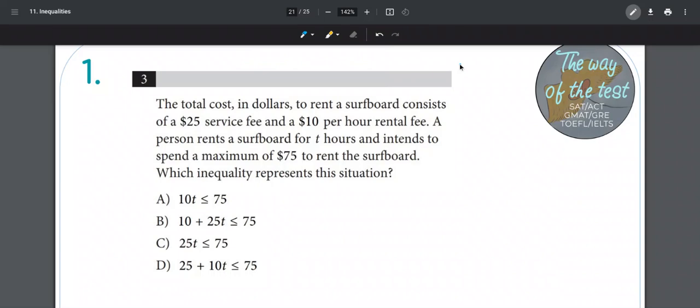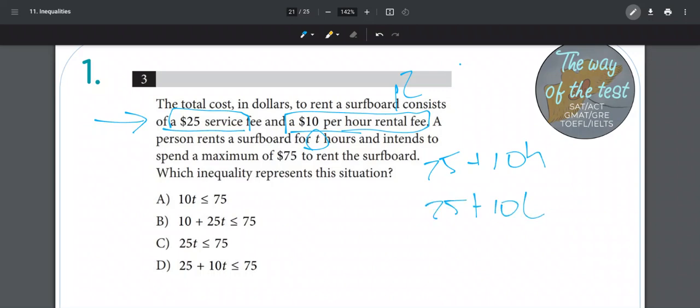The total cost in dollars to rent a server consists of a $25 service fee and $10 per hour, which means in 1 hour, $10, in 2 hours, 2 times 10, etc. Right? So we have 25 plus 10 hours. But a person rents a server for T hours. They're telling me that there are T hours, so instead of H, I'm going to put T. So 25 plus 10T.